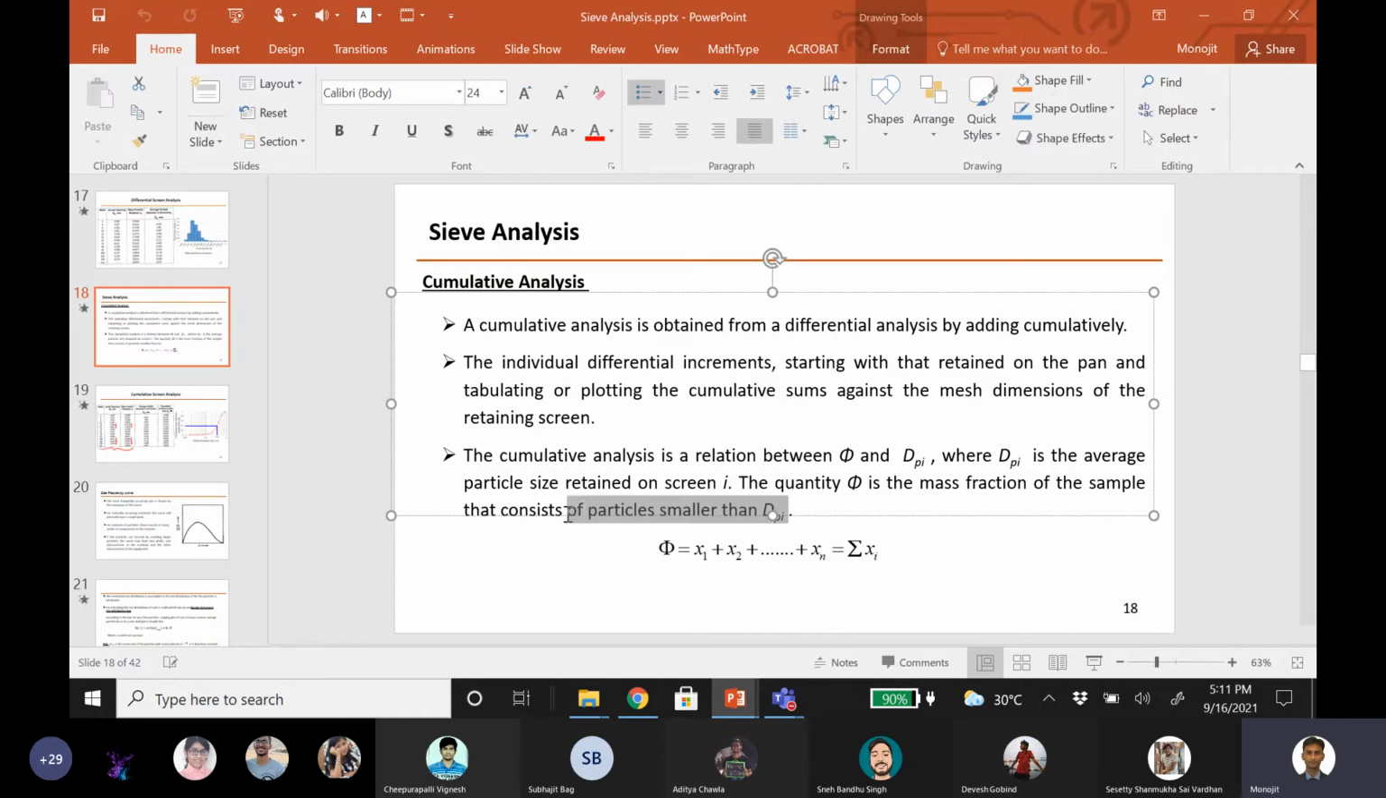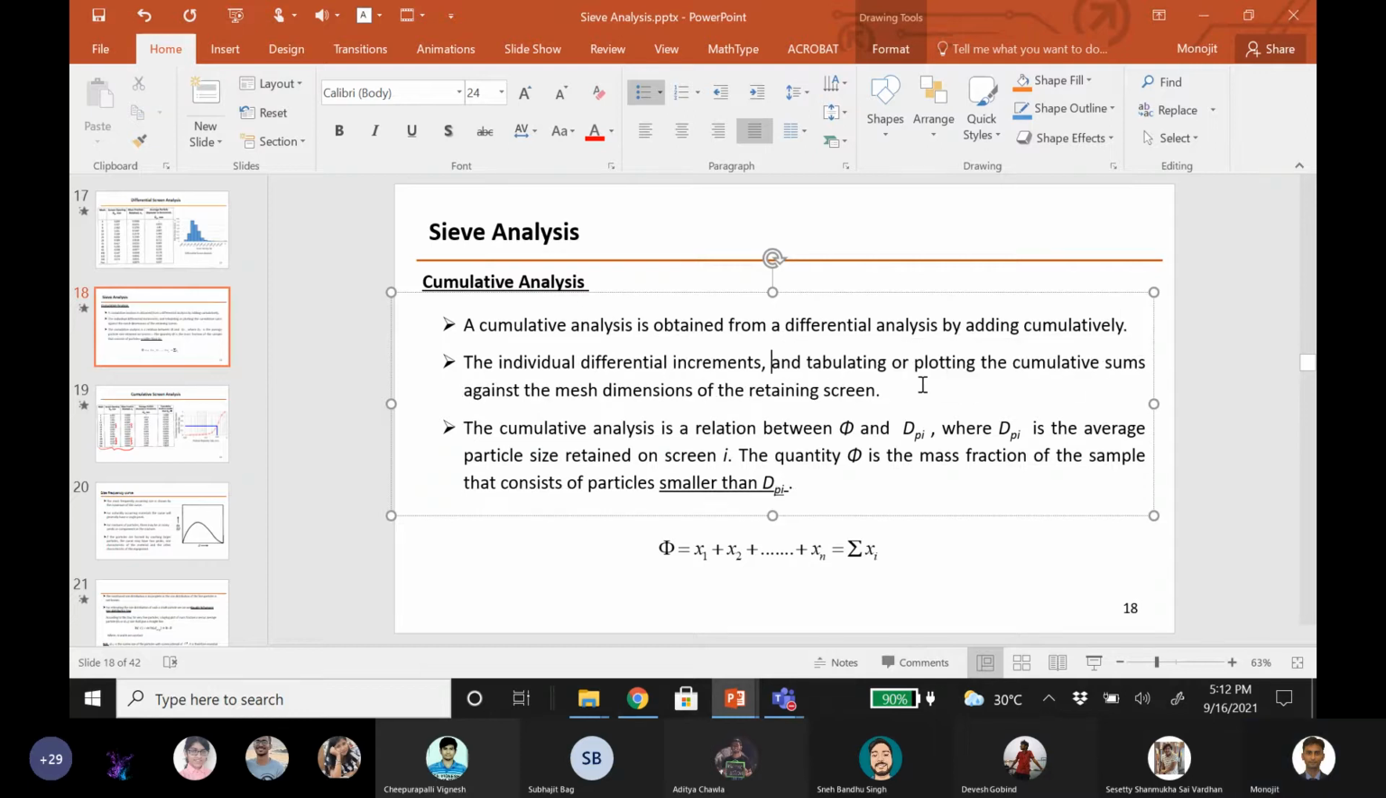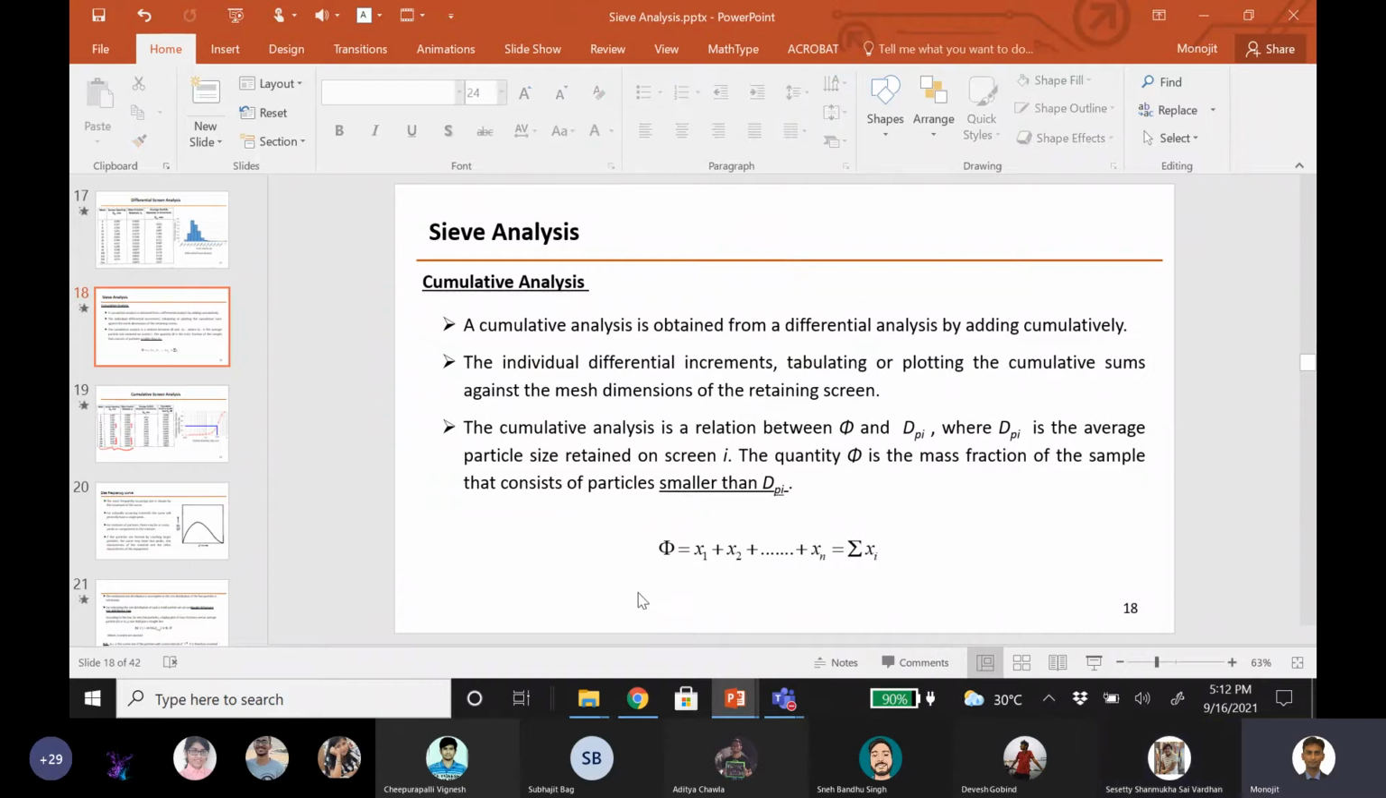Just be careful of this term. The statement before that is actually kind of contradicting, is what I felt. Like the individual differential increment starting with that retained on the pan is confusing. This might create confusion, right? Starting with, I think we can remove this one. I think it will reduce the confusion.